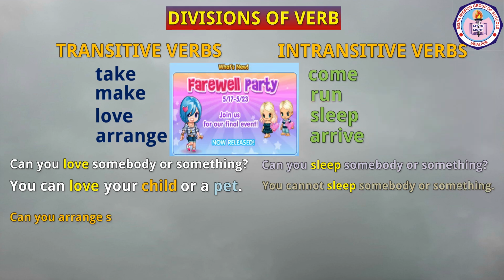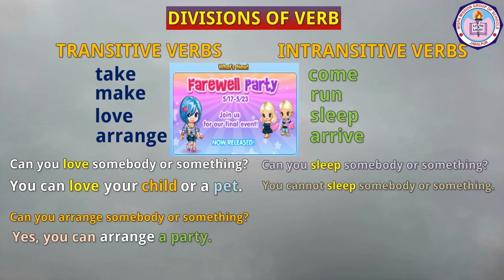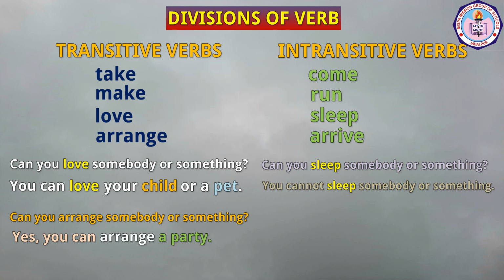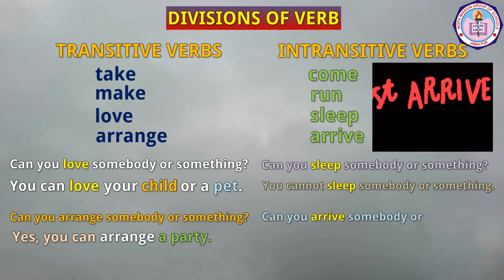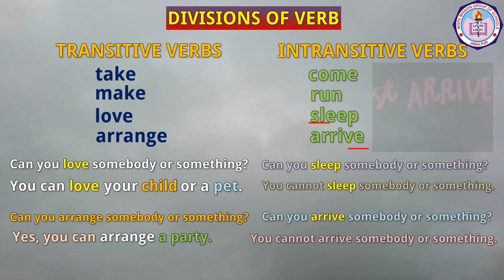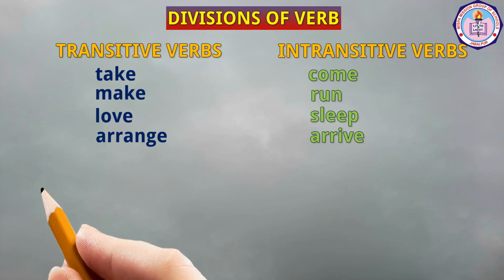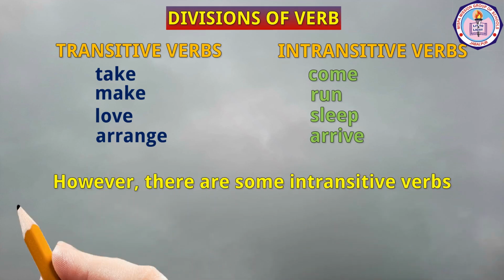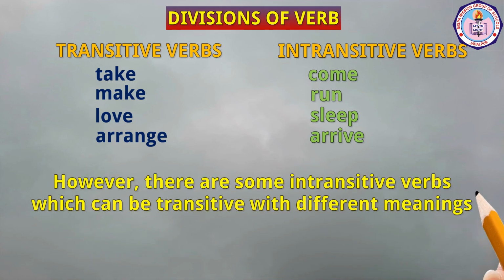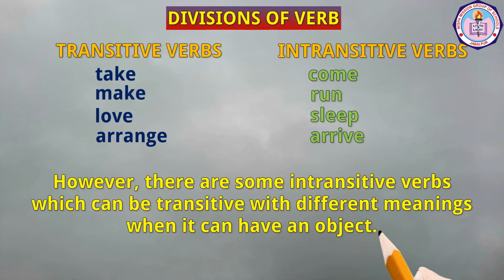Can you arrange somebody or something? Yes, you can arrange a party. So, party can be the object of the verb arrange. Hence, it is a transitive verb. Can you arrive somebody or something? No, you cannot arrive somebody or something. Hence, arrive is an intransitive verb. However, there are some intransitive verbs which can be transitive with different meanings when they can have an object.